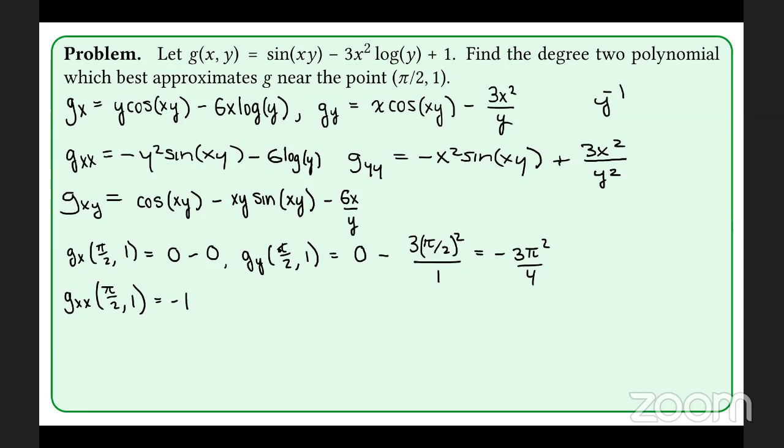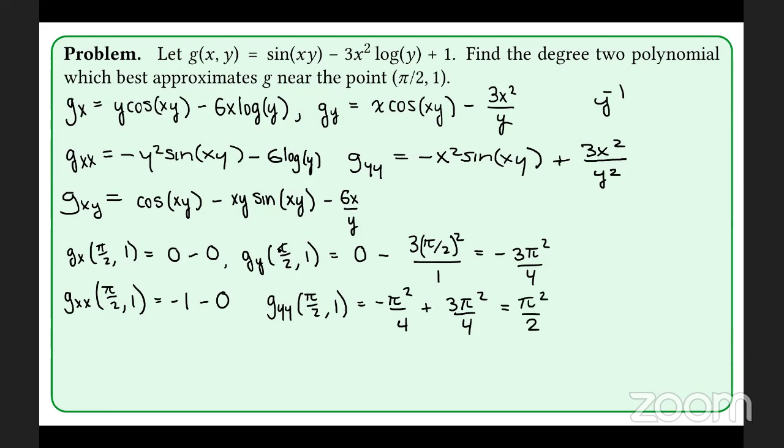Minus 6 log of 1, which is 0. Okay, g_yy at pi over 2 and 1. We get negative pi over 2 squared, sine at pi over 2. So this is negative pi squared over 4 plus 3 times pi over 2 squared over y squared. So that's 3 pi squared over 4. Negative pi squared over 4 plus 3 pi squared over 4, we get 2 pi squared over 4 or pi squared over 2.